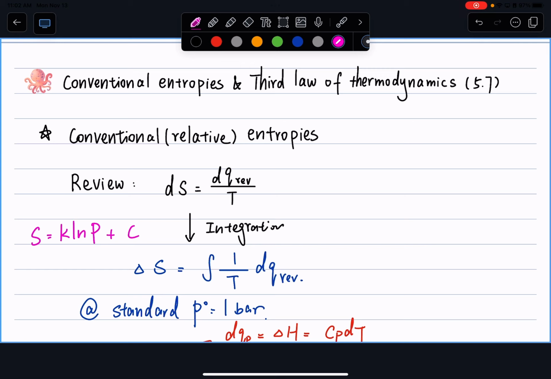Now, that means when we're talking about chemical reactions, it's hard to talk about the absolute entropy of a specific state, right? Unless we're talking about a very ideal situation, you can't measure the probability of a specific thermodynamic state. So with that in hand, typically in chemistry, we're talking about relative entropy. So it is nice for us to introduce the concept of conventional entropy, which is very useful for chemistry applications.